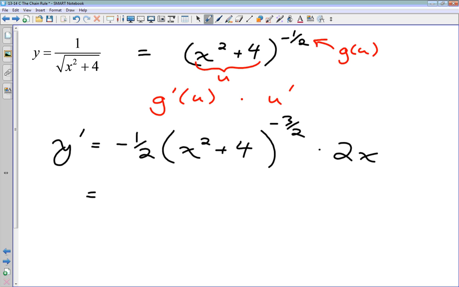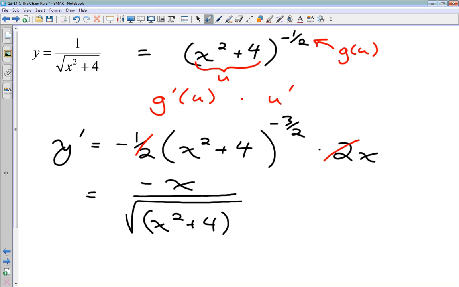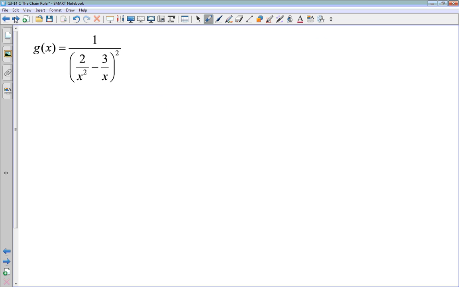So we've got a 1/2 and a 2 that are going to cancel each other out. So we're going to have a negative x up in our numerator, and then down in our denominator we are going to have the square root of x squared plus 4, cubed. Okay. The 3 up in the numerator means we are cubing our expression, and the 2 down in the denominator of our exponent means we've got a square root. Okay. Make sense? All right.